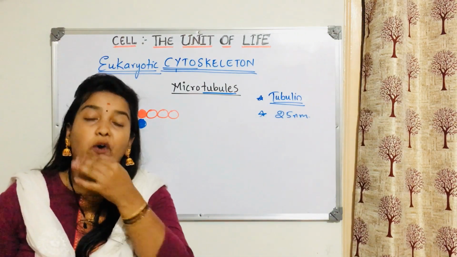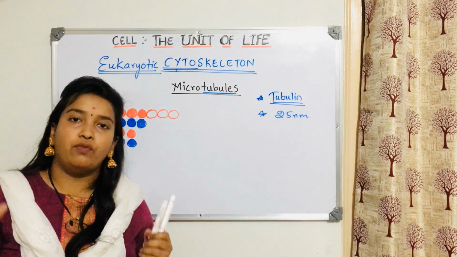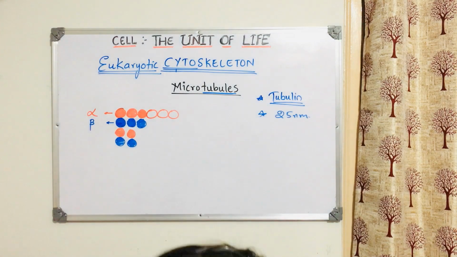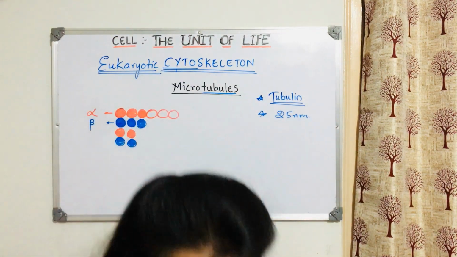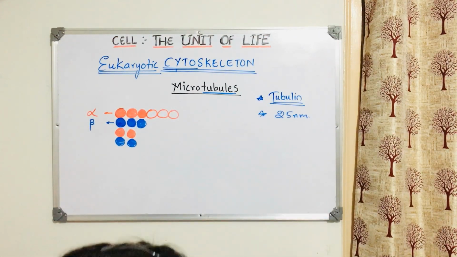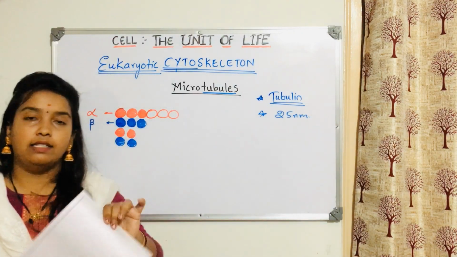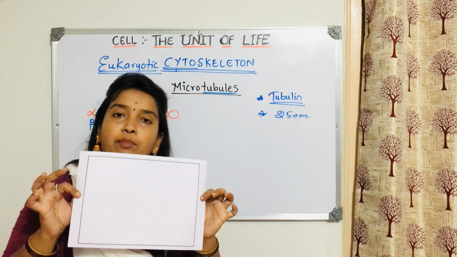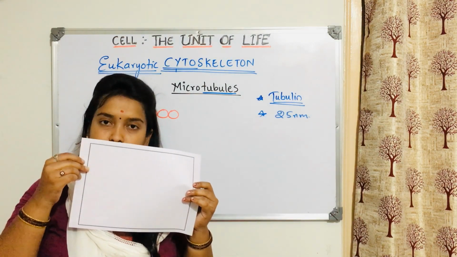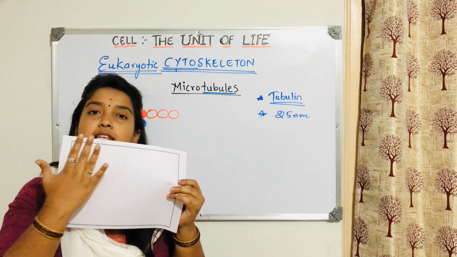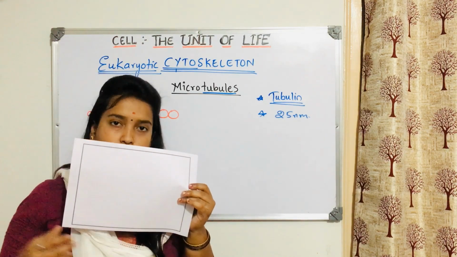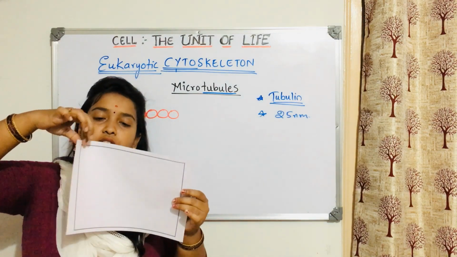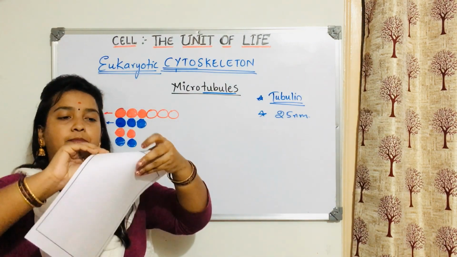After that, what will happen? That sheet which is formed will coil. I'll show you with the help of this paper so that you can understand easily. Now let us consider this sheet. This sheet is what? Microtubule. How is it made up? It is made up of alpha, beta, alpha, beta. Like this, it has completed one sheet-like structure. After completing this sheet-like structure, it will just coil like this.